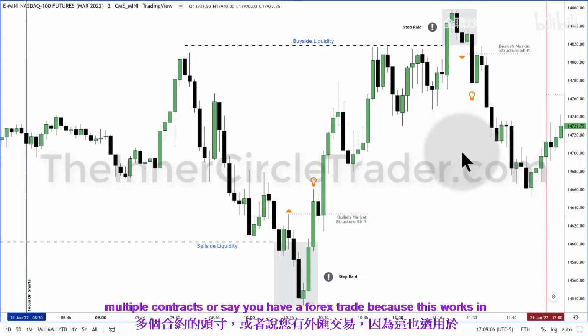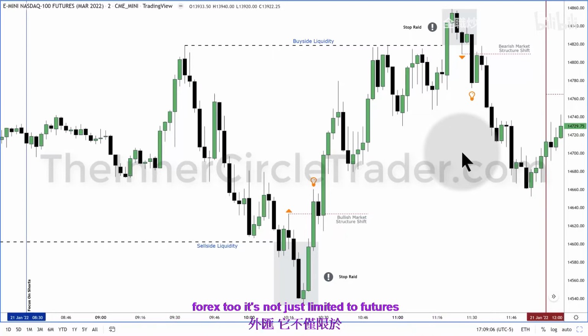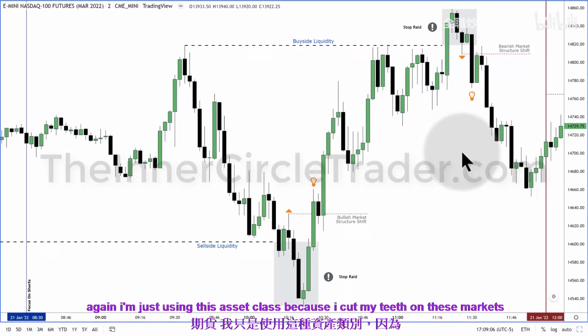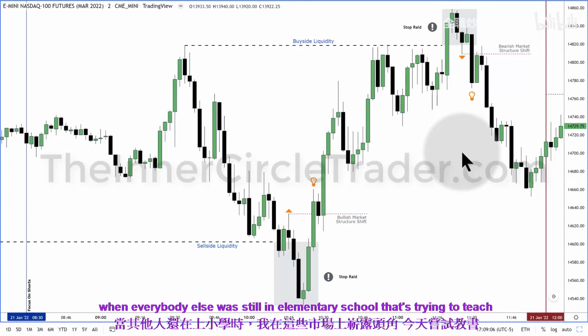So if you are in a position that has multiple contracts, or say you have a Forex trade, because this works in Forex too. It's not just limited to futures. Again, I'm just using this asset class because I cut my teeth on these markets.